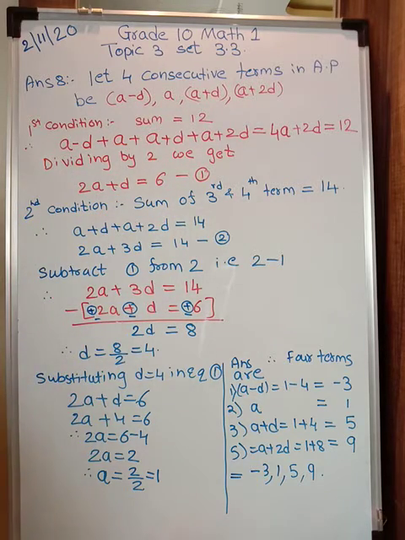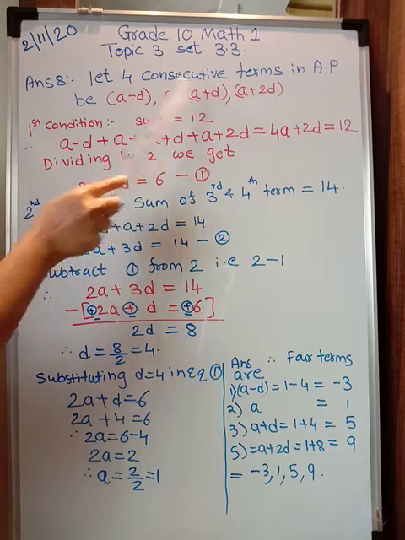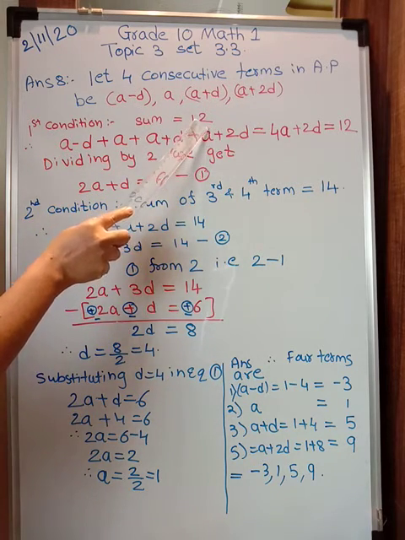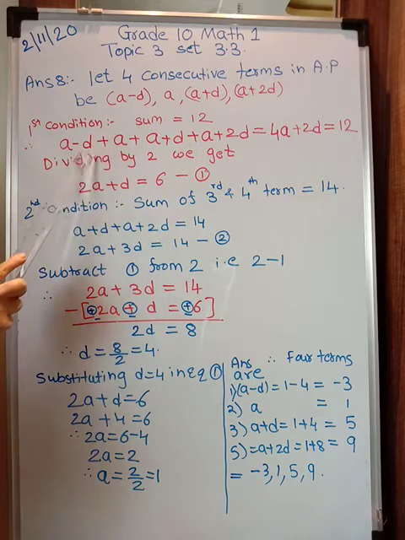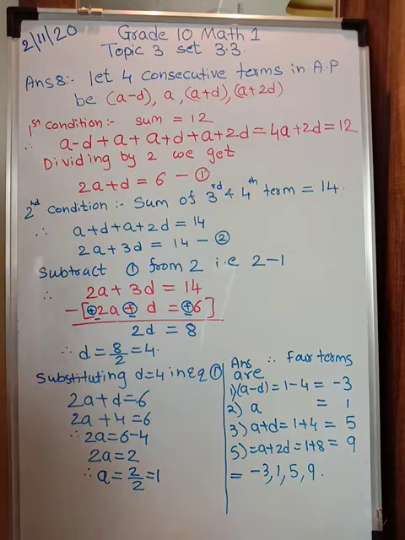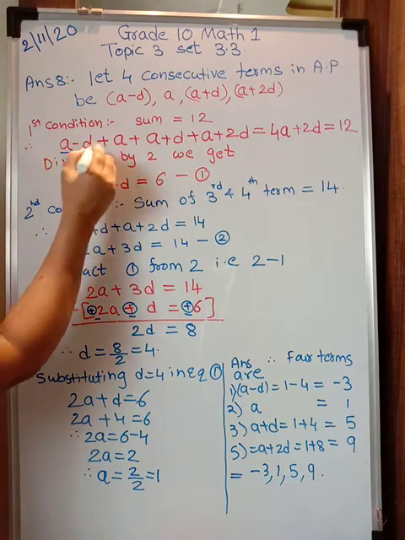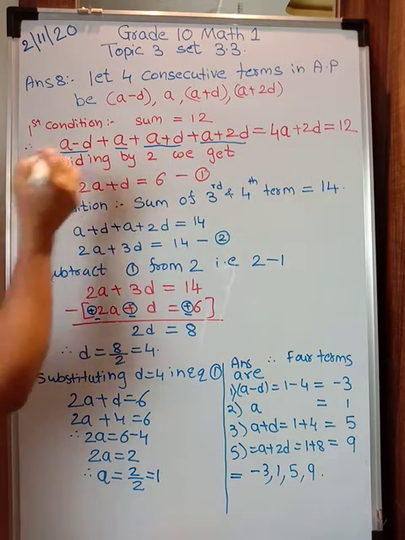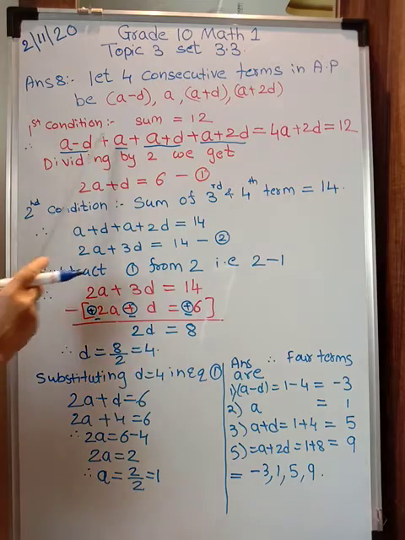Now what is the first condition? Sum of all those. That means if you add these 4 terms, the addition would be 12. So what I have done? A minus D plus A plus A plus D plus A plus 2D. So all these 4 I have added. See, this is first term, second, third and fourth. All 4 terms I have added. So 1, 2, 3, 4.